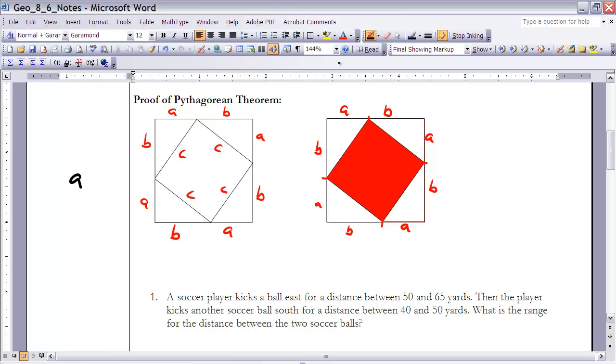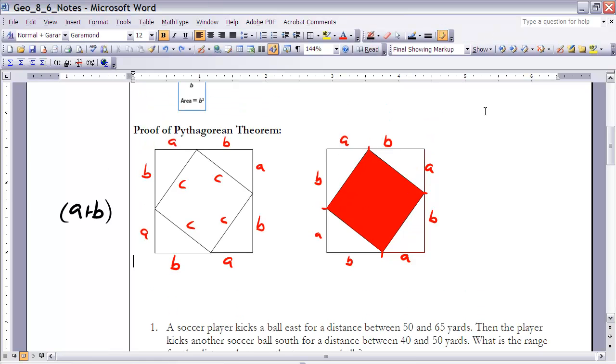Okay. And the dimensions of my smaller square: this is A plus B on each side, and this smaller square is C on each side. So what I want to do is show that the area of this square C is equal to the area of A squared plus B squared. Okay, and I'm going to do it over here in this picture by moving the triangles around to show you that is the case.